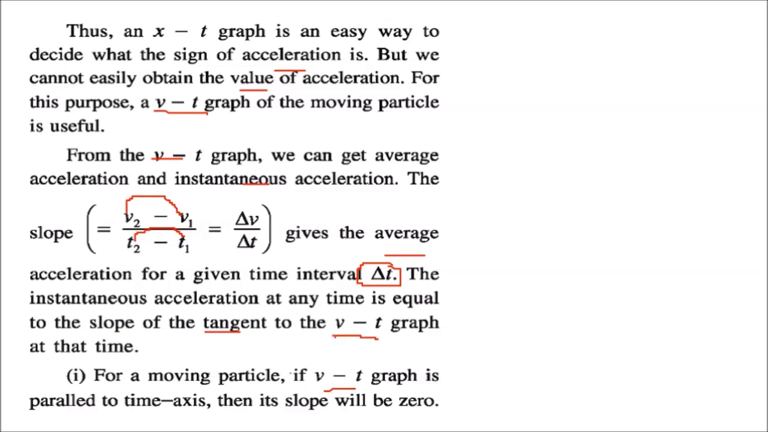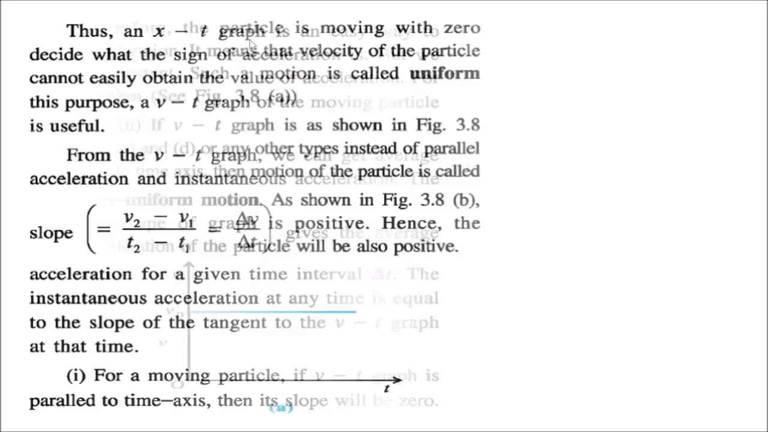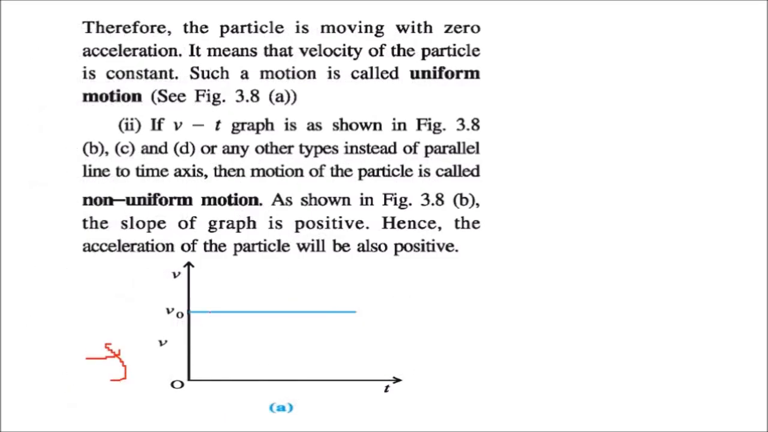In the next scenario, in the vt graph, any other type of graph instead of this parallel line, the motion is known as non-uniform motion. Let us see a figure where you will see the slope of the graph is positive. So what is the acceleration? If the slope is positive, that means the acceleration of the particle is positive. What is this? This is v2 minus v1, this is t2 minus t1. So this is the slope, tan theta, m.